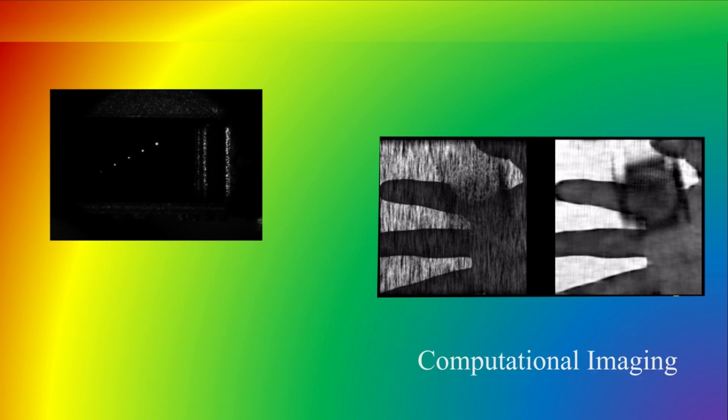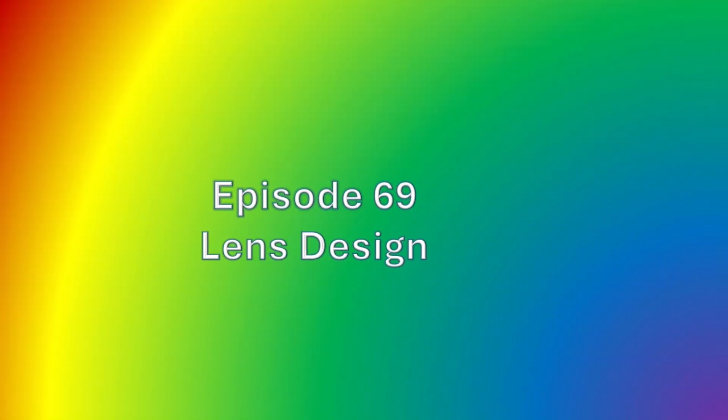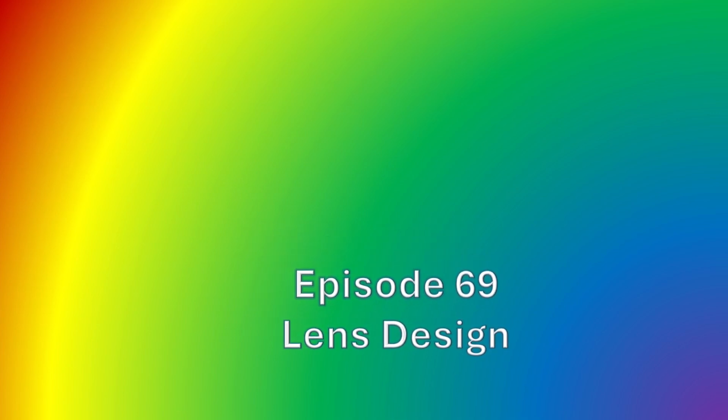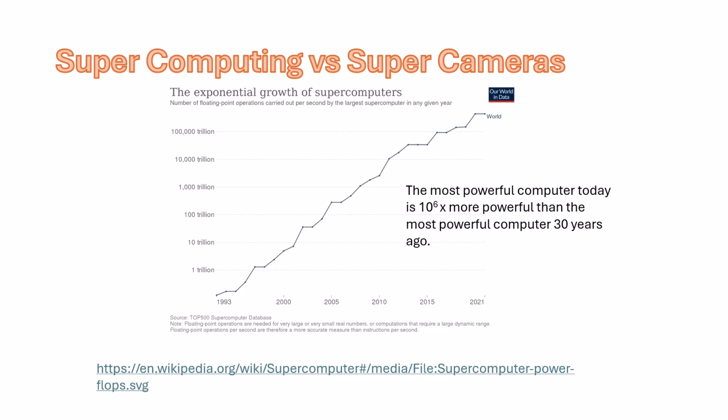Computational Imaging. Episode 69, Lens Design. The introduction showed a plot of the number of transistors on a chip as a function of time, and we see exponential growth in that parameter.